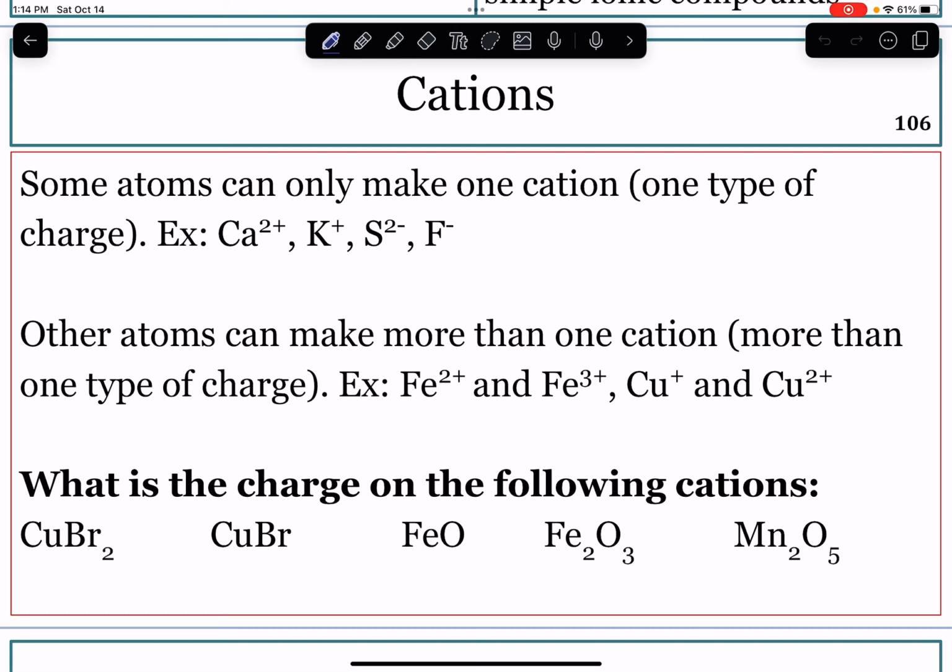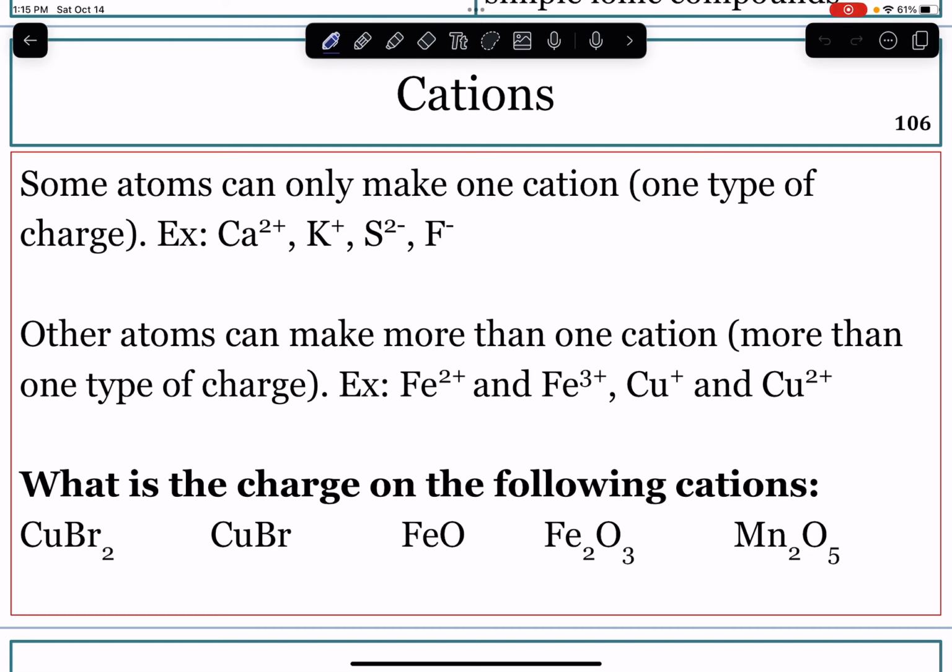Other atoms, though, the elements in the transition metal section of the periodic table, can make more than one cation, which means more than one type of charge, either a +1 or a +2 or +3, sometimes even up to a +7. The only way we can figure out what charge these elements make is by looking at the anion that the cation is making a compound with.